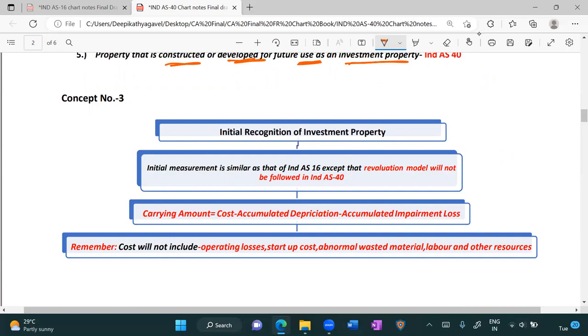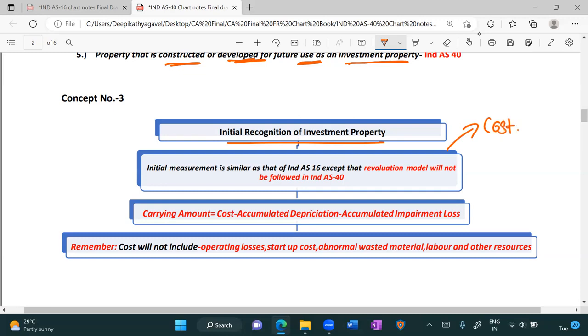Now the concept number 3 we move to, which is the initial recognition of the investment property. When you are recording the investment property for the first time in your books, you will record it in what? You will record it at its cost.